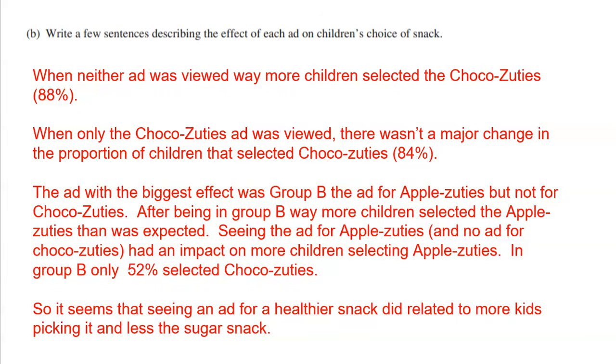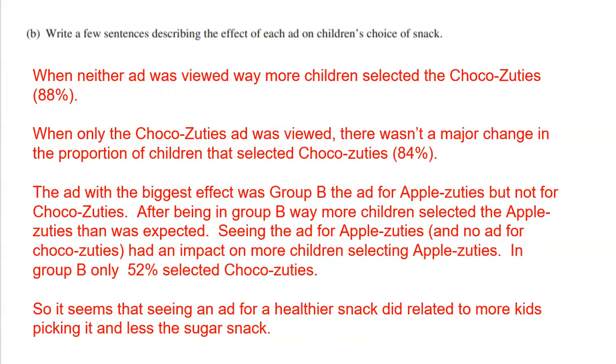Now, when only the Cocoa Zooties ad was viewed, it was not a major change, it was 84%. So it's interesting that if there was no ad, more kids chose Cocoa Zooties, but when there was an ad, a little bit less. But again, it wasn't majorly less. 88 to 84 isn't a major change, especially when you're dealing with small samples of only 25 kids.